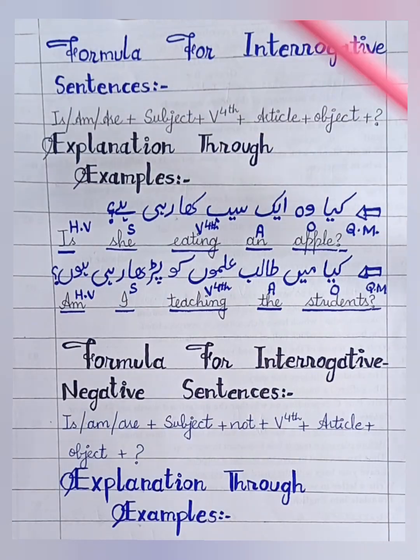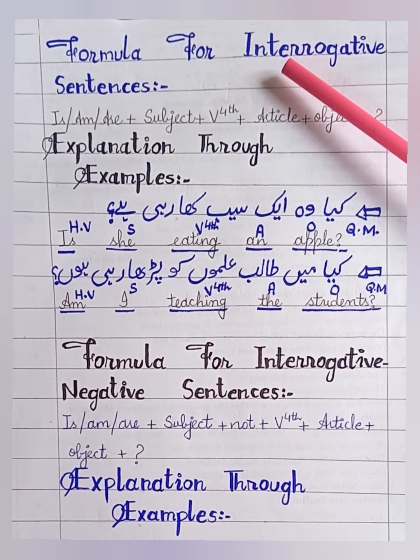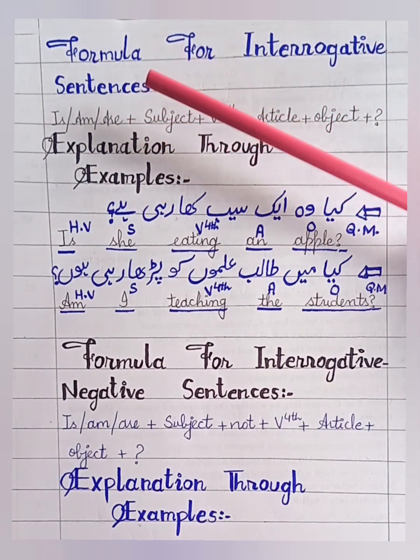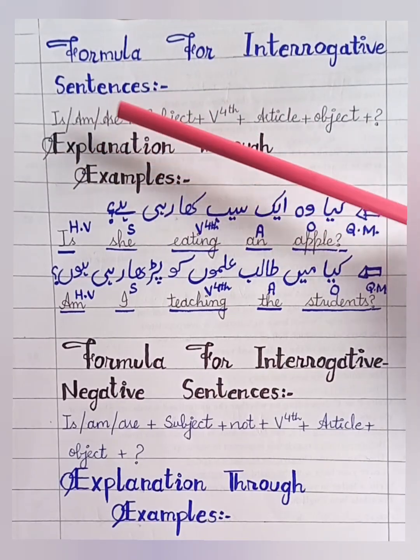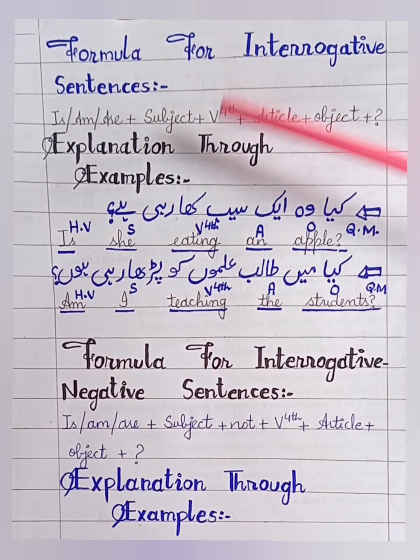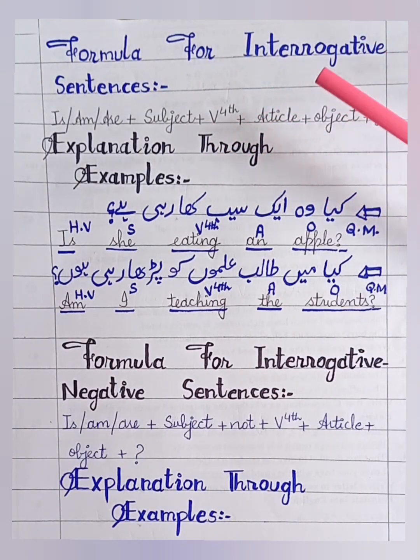Now I will tell you about the formula for interrogative sentences. Interrogative is a word which means we can ask any question in this case. And the formula for this case is: is, am, are. These are helping verbs. In the beginning, we will use helping verbs. Then we will place the subject. Then we will use the fourth form of verb. And then we will utilize the article. And then we will use the object. And finally, we will put a question mark over here.